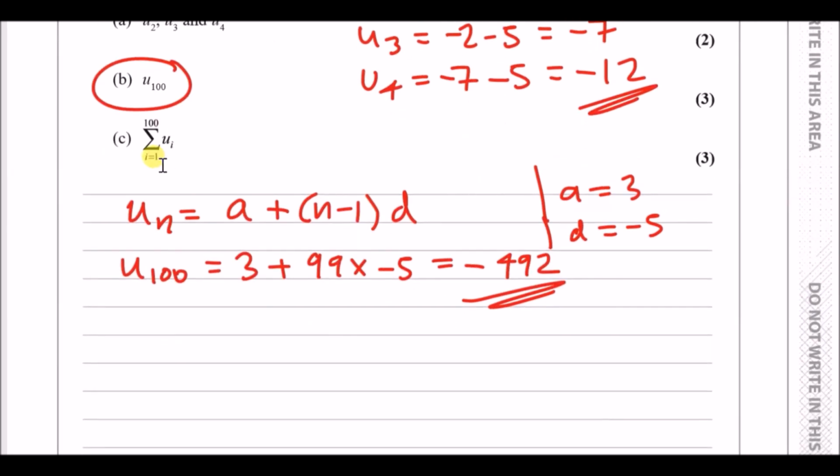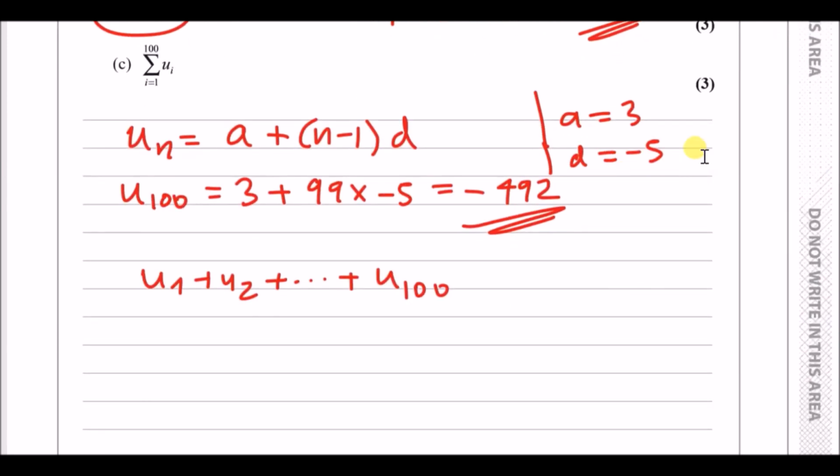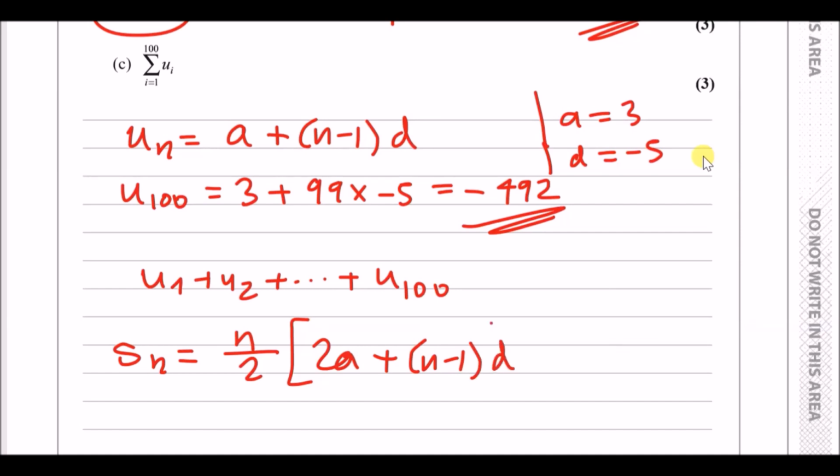Now the last one is part C. They want us to find the sum, so that notation means sum, from the first term all the way to 100. Essentially you're trying to find the value of u1 plus u2 plus all the way up to u100. To do this, you could just use the summation formula, because in arithmetic series we know the Sn rule, where Sn equals n over 2 times 2a plus n minus 1 times your common difference d.